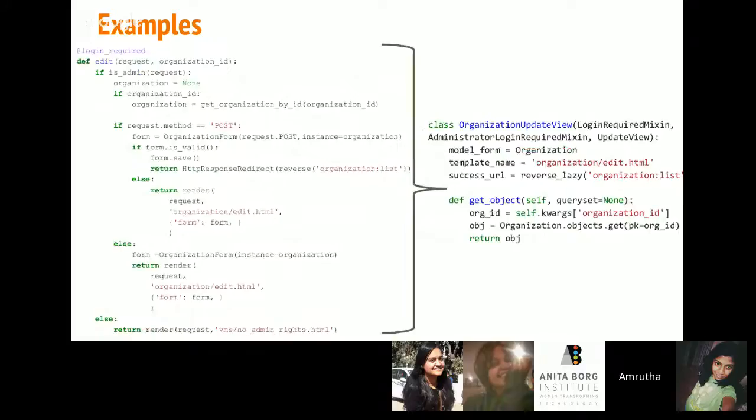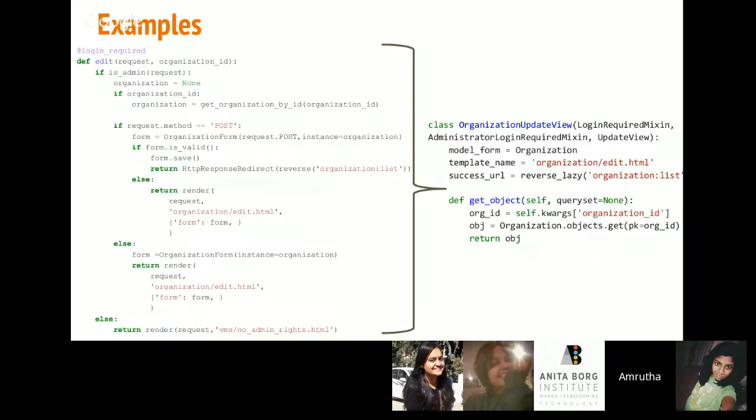This is one, and another example I have is here. This is something to edit an organization detail. The same as create, it checks for admin and organization ID. At the left side you can see the function based view written, and the right side I have my class based view. So here you can see an UpdateView. The single word will do the rest, it will update that particular object.